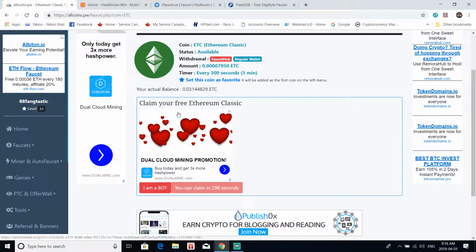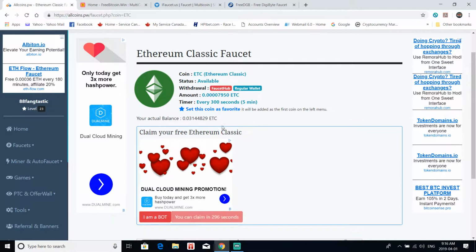There we go. Another 7,950 sats at ETH Classic. There's my balance, just over 3 million. I usually get this one up to about a little over 4 million. That way I can, because this is not a Faucet Hub attached wallet, this one goes directly to my own wallet. So the transaction fee is a little bit higher.